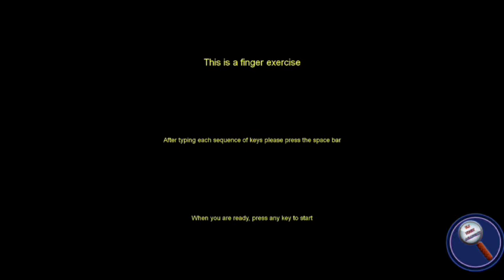This is a finger exercise. When you are ready, press any key to start. Okay, I'm pressing A, S, D, F. So it is saying now ASDF. So I just type ASDF and press the space bar, and it will give you the next instruction. Semicolon, L, K, J, F, A, J, S.